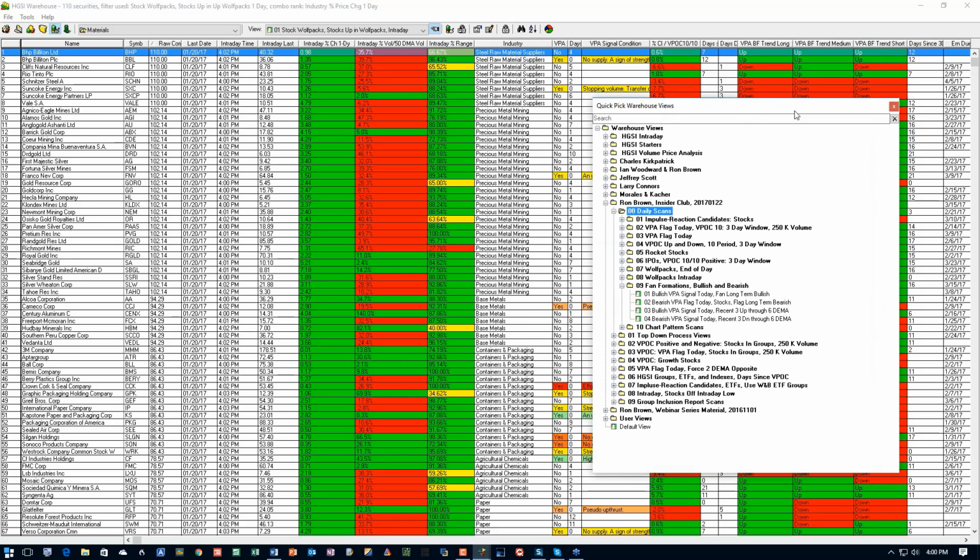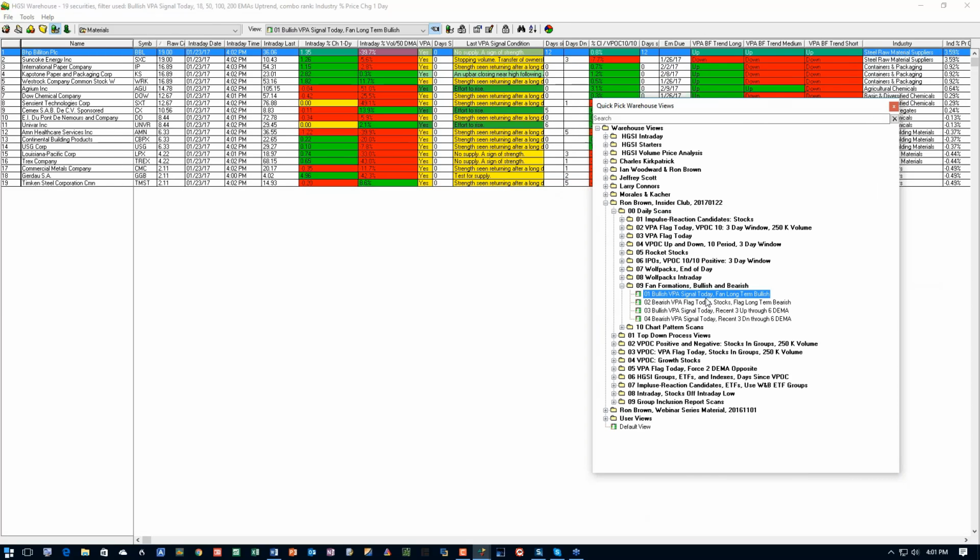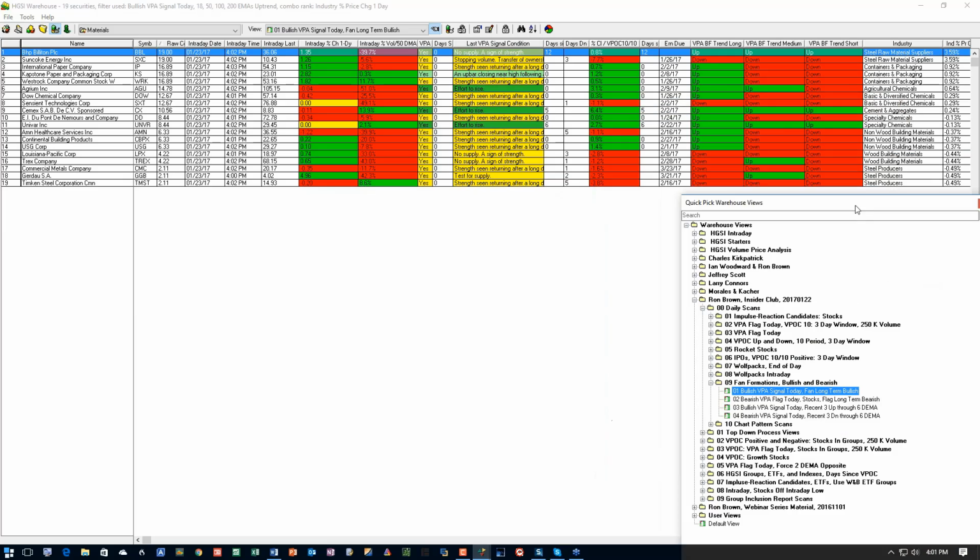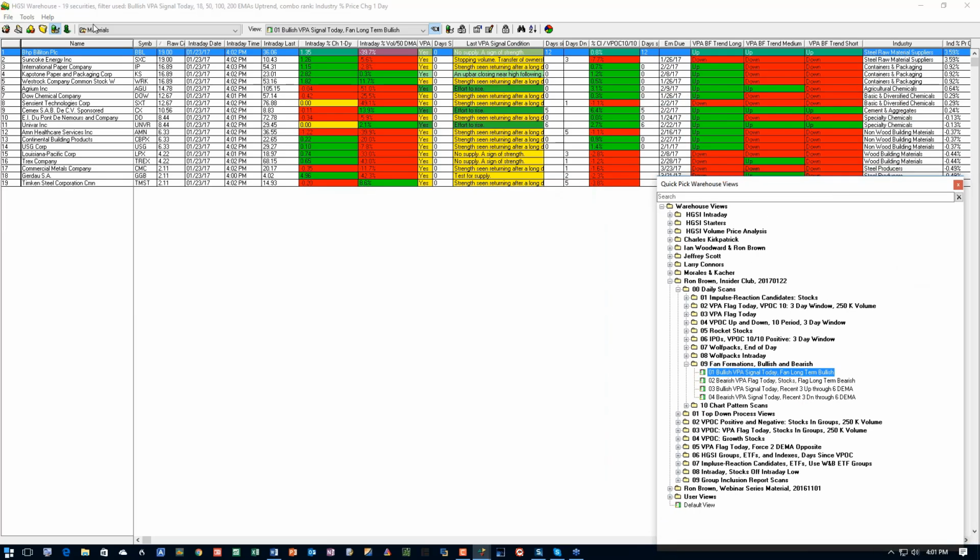This is something I've been using, but I really didn't have the means to get these stacked in the correct order until Matt programmed that in for me. If I click on bullish VPA signal today, fan long-term bullish, it goes into my materials group, and I'm in a strong sector, and I am looking for stocks that meet the requirements of the fan, but there's also a VPA flag today. If you notice in this column right here, there is a 0. That's the days since the last VPA signal.